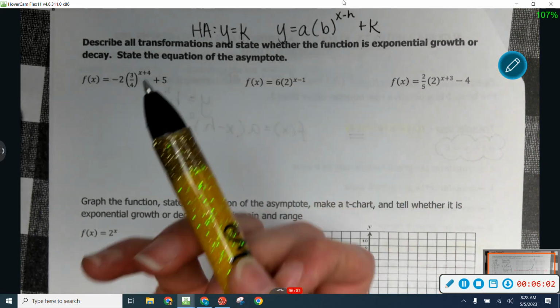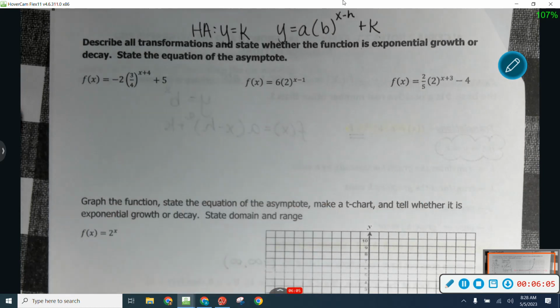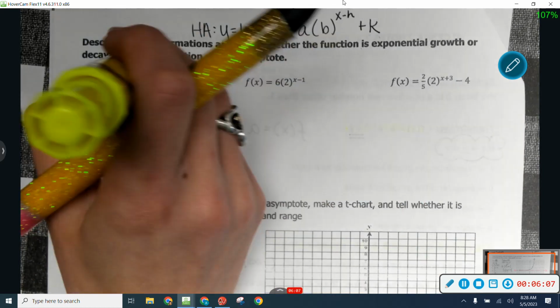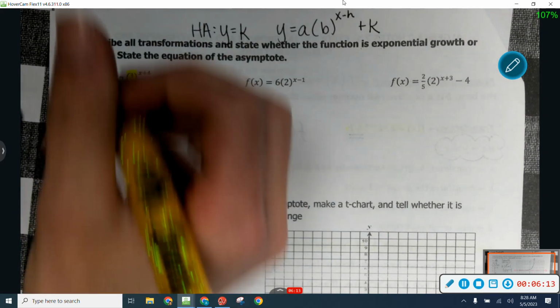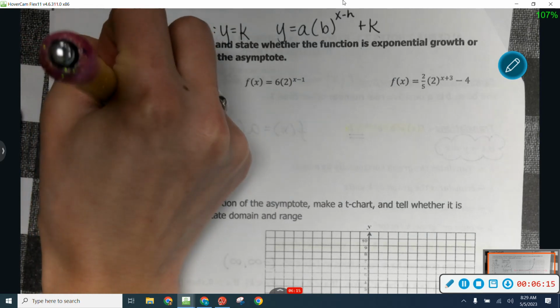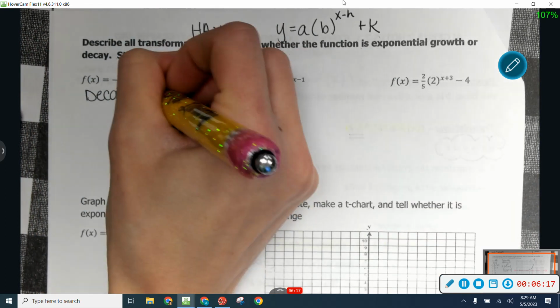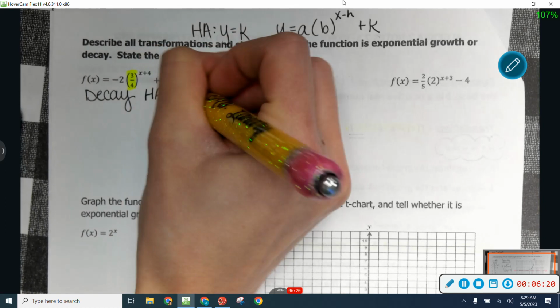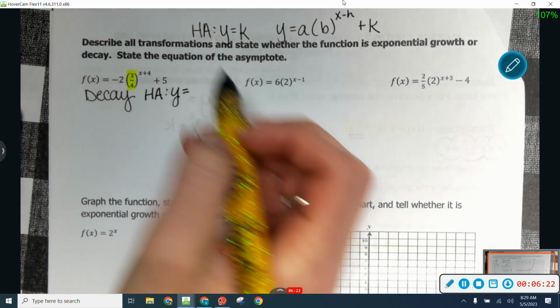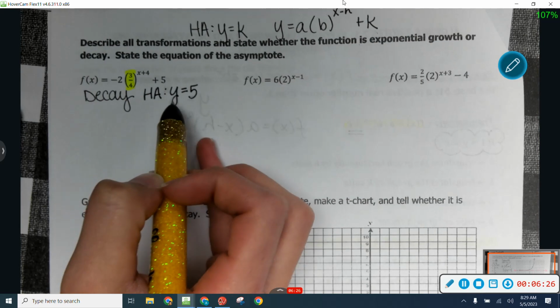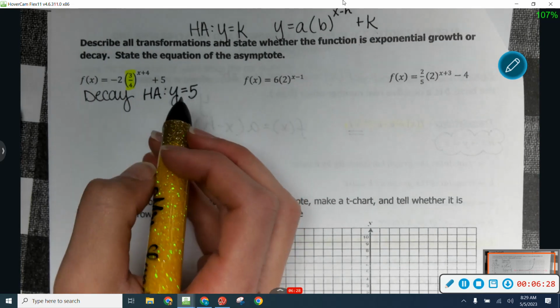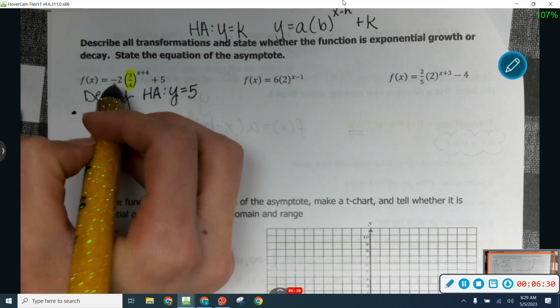Okay, so first I need to identify, is it a growth or a decay? I'm going to look at my base that's being raised to the exponent. It's 3/4, so that's going to make it an exponential decay. Then my horizontal asymptote is going to be y equals 5. So that k is 5, that's going to be my asymptote. Alright, then I need to look at my transformations. I always go from left to right.